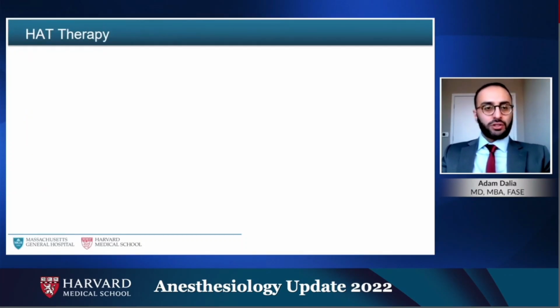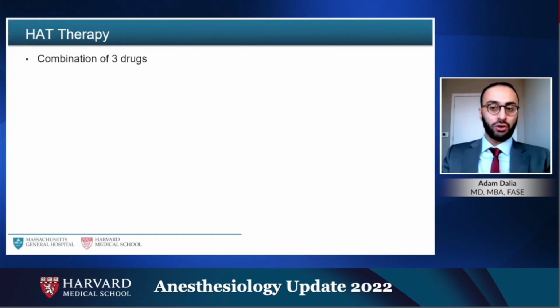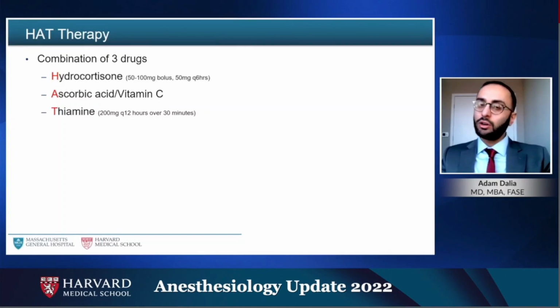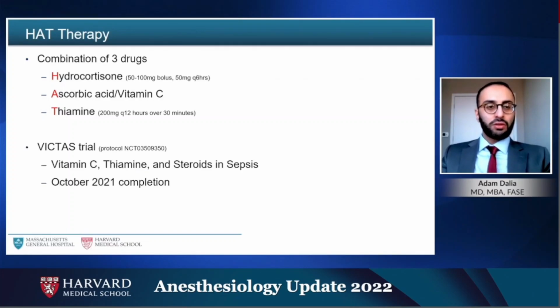So what are some other options? So lastly, we have what's called HAT therapy. And so this is a combination of 3 drugs. Hydrocortisone, a 50 to 100 milligram bolus, followed by 50 milligrams every 6 hours. Ascorbic acid, or vitamin C, and then thiamine. Thiamine, 200 milligrams every 12 hours, infused over 30 minutes. And so this quote-unquote HAT therapy is actually under investigation currently, with a completion of around October 2021 of this trial to see if this combination of drugs can improve vasoplegic shock.